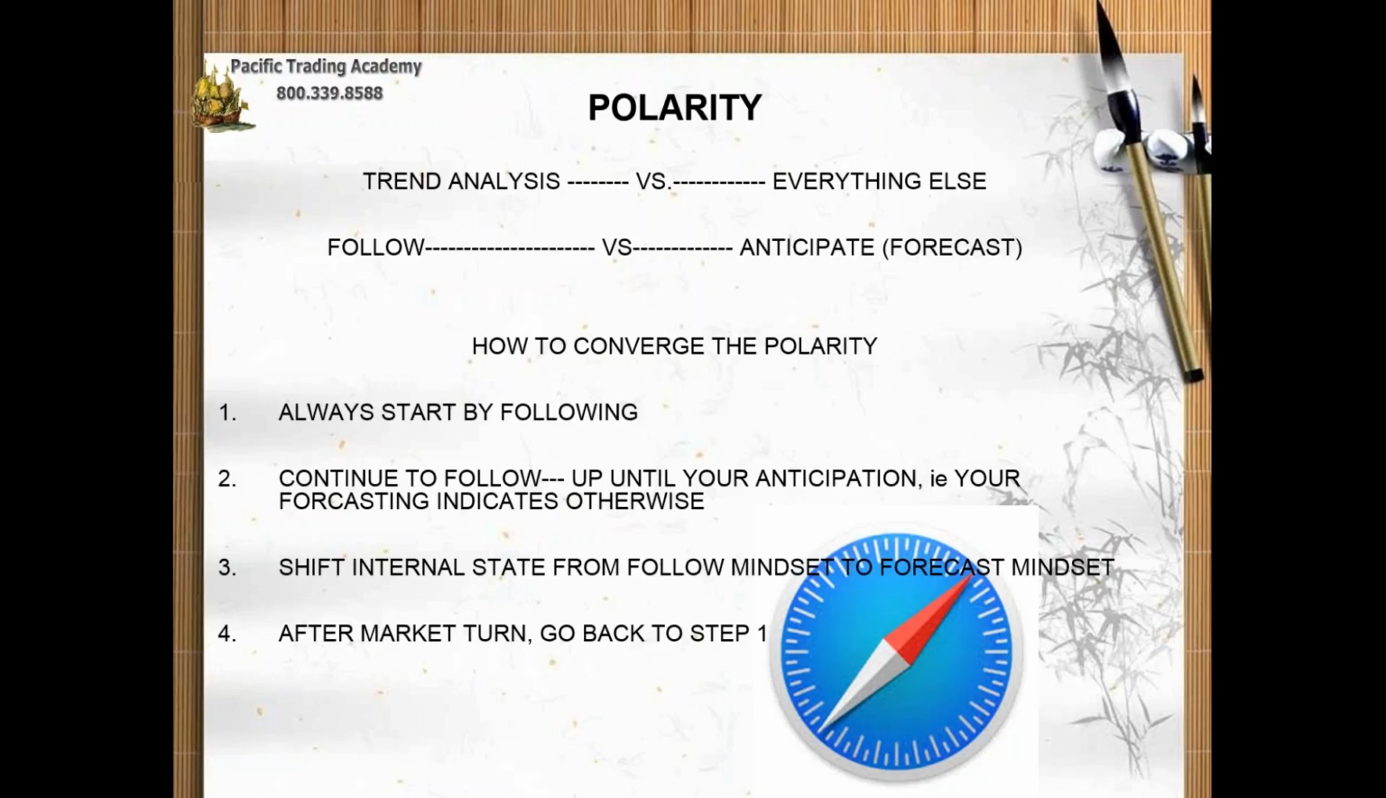Shift internal state from follow mindset to forecast mindset at the point where you feel you have a critical threshold of evidence to suggest that the market is more probably going to shift out of one mode of behavior or type of motion to another. After it's shifted, you revert back to the following mode. So there's constant shuttling back and forth between the mindset of follow versus the mindset of anticipate. So how do I more precisely do this?